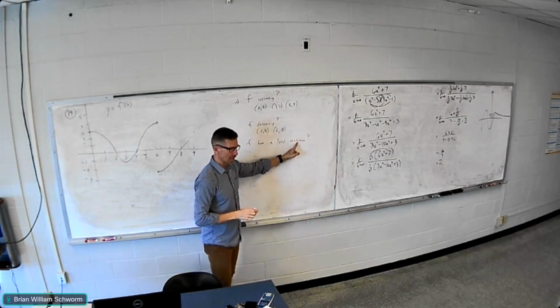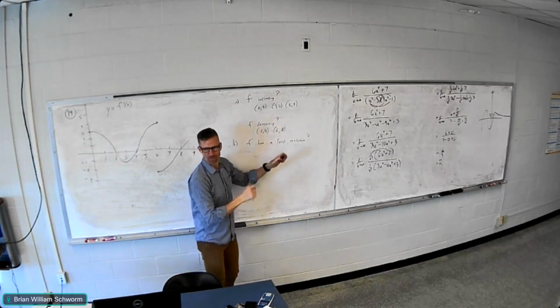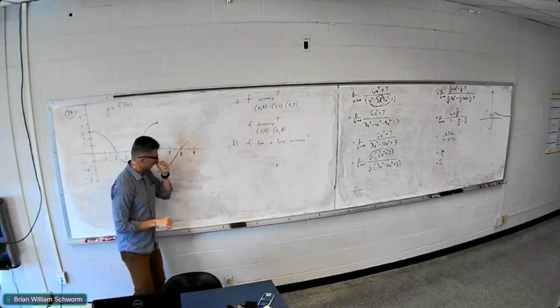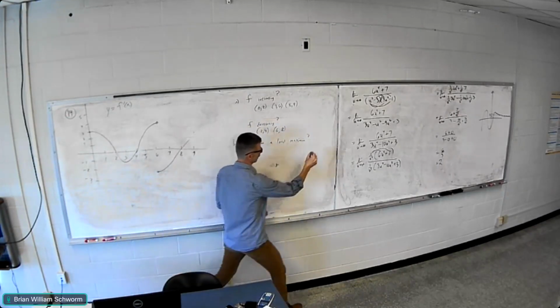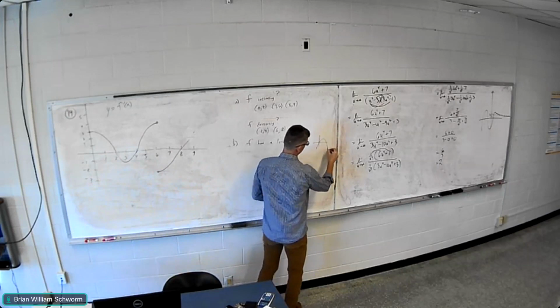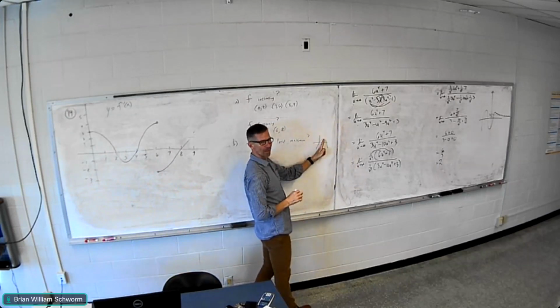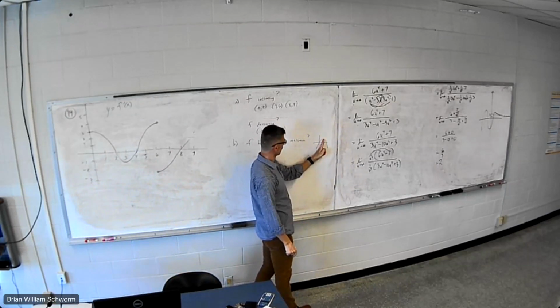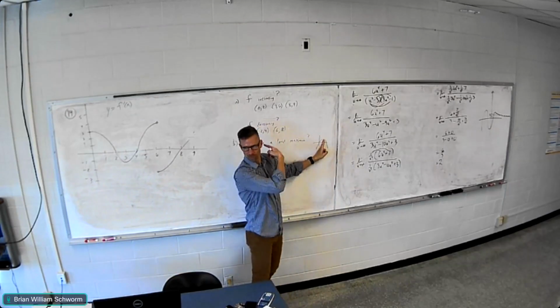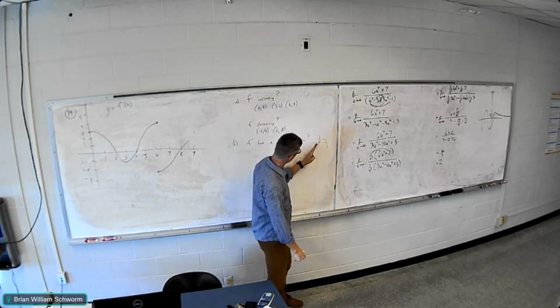Maximum means highest point compared to stuff around it. So in terms of a regular graph, that means something like that. There's the highest point compared to stuff around it. We don't have the graph of F, we got the graph of the derivative. So what does that mean in terms of derivative?